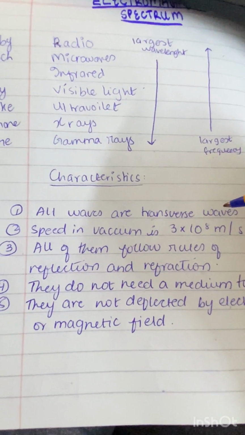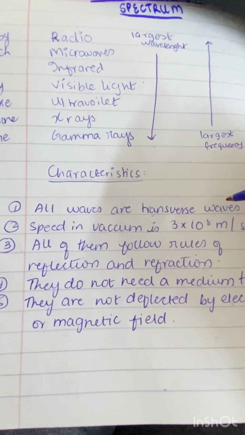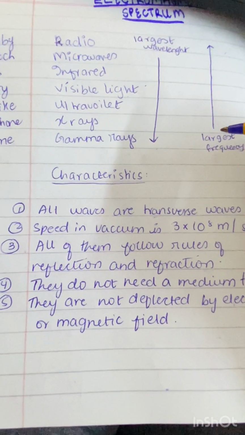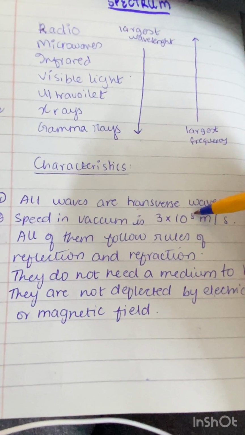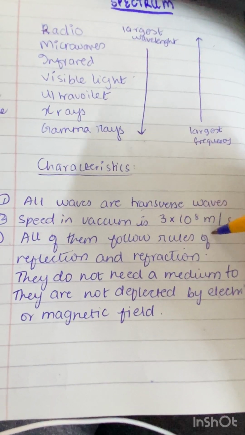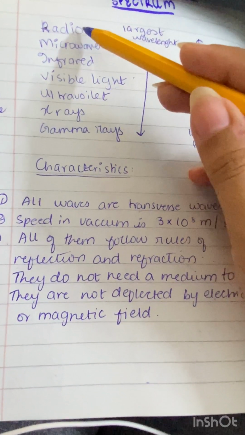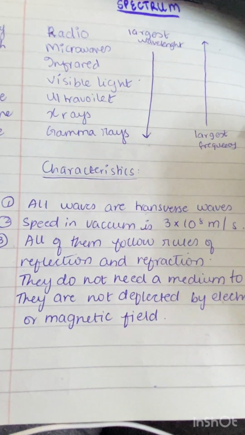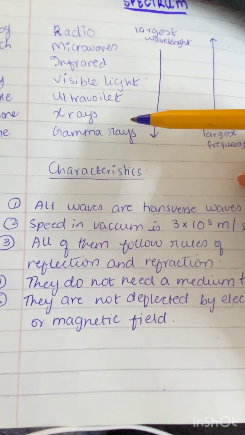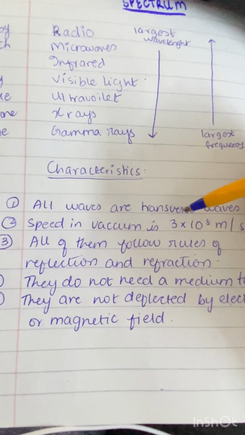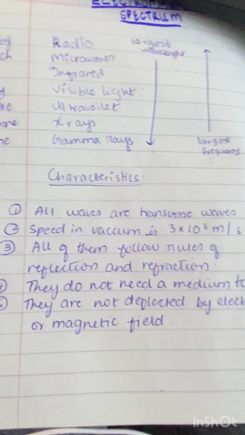What were transverse waves? Transverse waves वो waves होती हैं जिनका direction of propagation and direction of vibration are perpendicular to each other. उसके बाद the speed in vacuum is 3 multiplied by 10 raised to the power 8 meters per second. You must have heard that this is the speed of light. This is not just the speed of light, this is the speed of all electromagnetic waves in vacuum. And in air also it's pretty much the same. Obviously it's going to be slower in air, but it's pretty much the same. And then in solids and liquids it's even more slower.